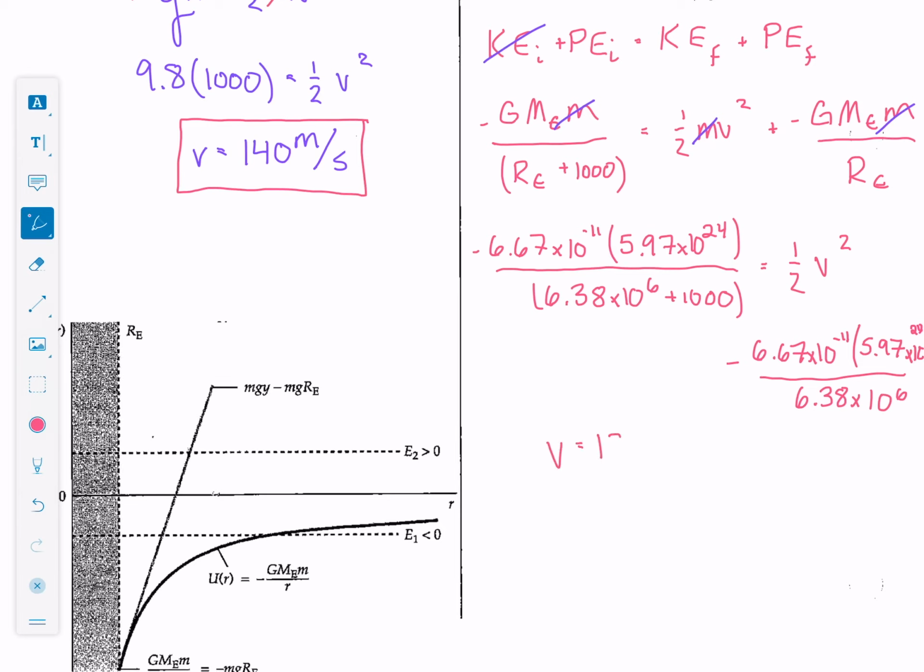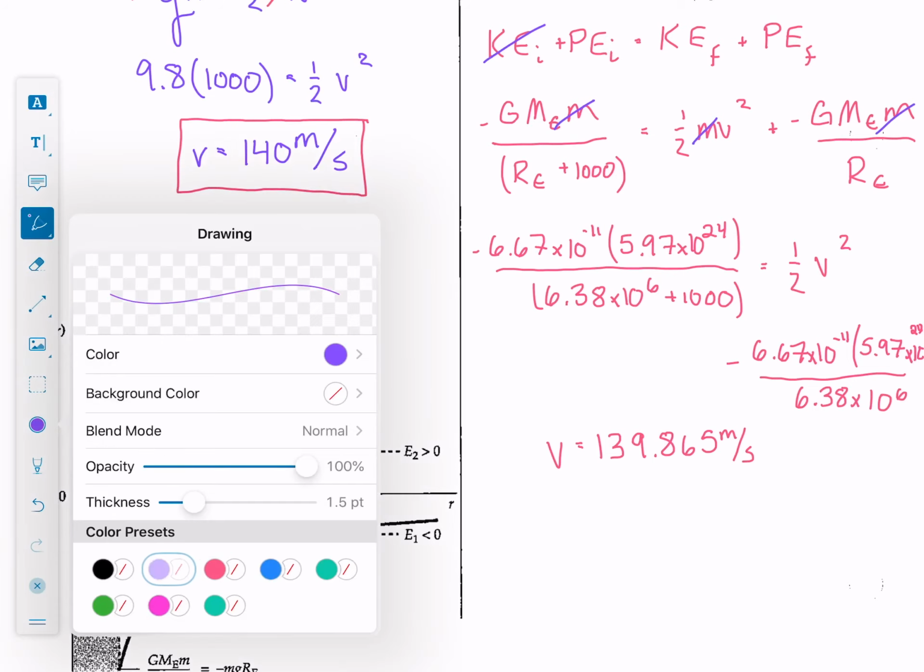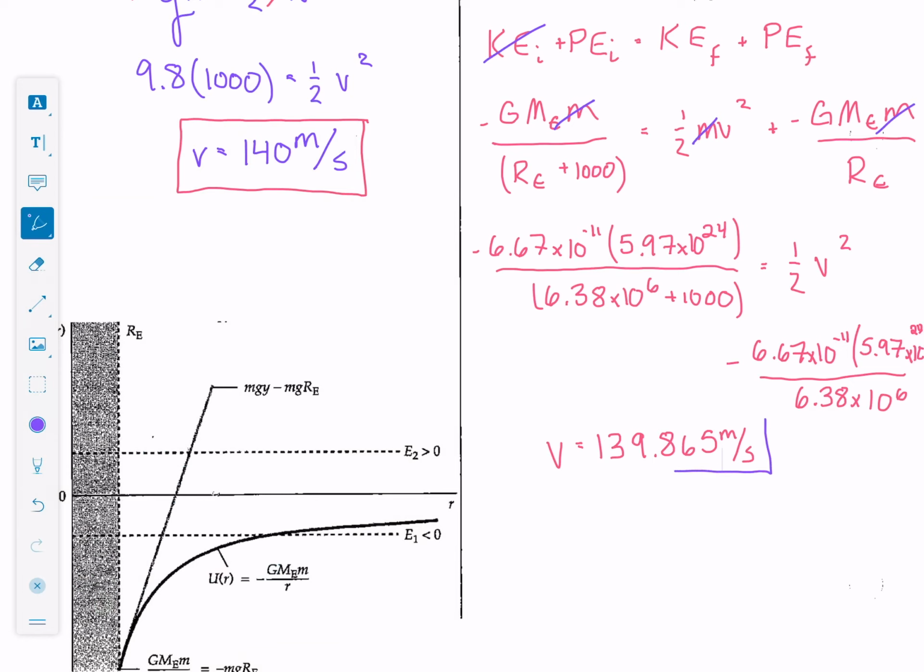When you calculate that out, you should get 139.865 meters per second. Hey, that's pretty close. How close is that? We can figure out what the actual percent difference is. Percent difference.